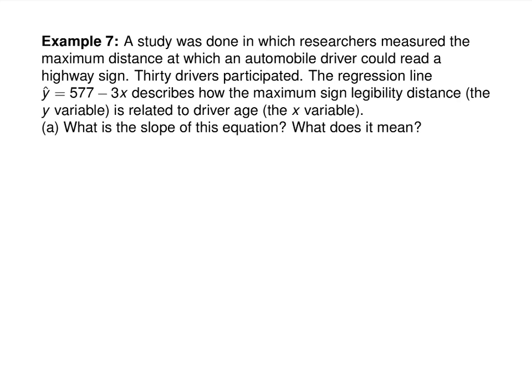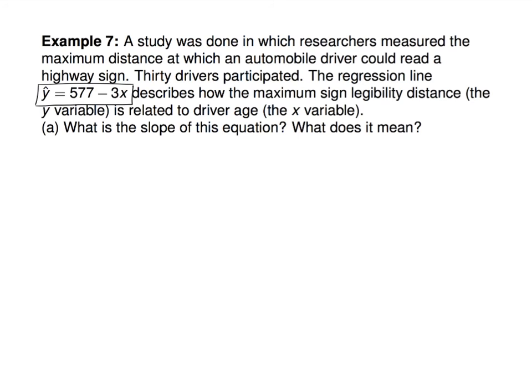Another example, a study was done in which researchers measured the maximum distance at which an automobile driver could read a highway sign. 30 drivers participated. The regression line is y hat equals 577 minus 3x. This describes how the maximum sign legibility distance, the y variable, is related to the driver age, the x variable. This is the example where we saw a picture for it in example 1.